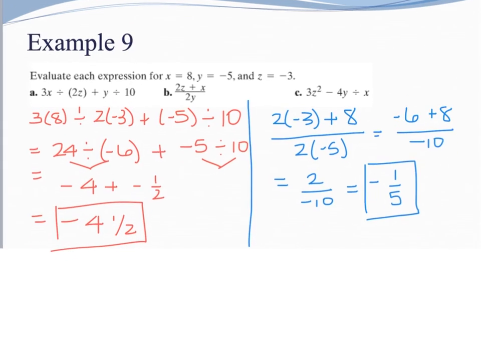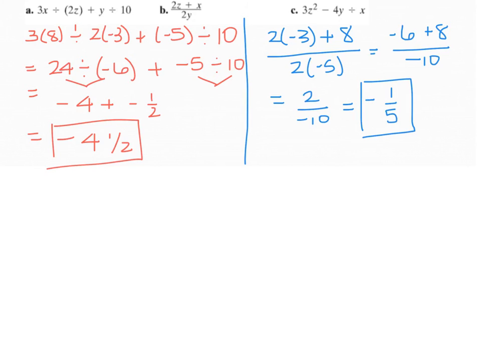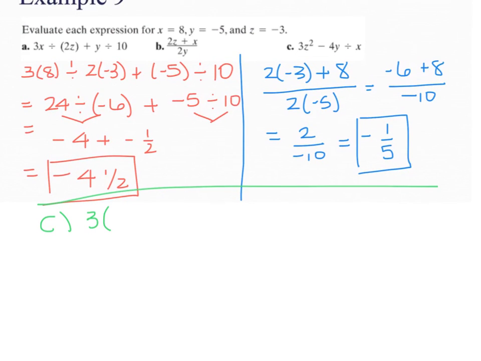Now for our last example, we'll do part C down here at the bottom. So part C says that we have 3 times z squared, and z, oops, if we can move this back, z was -3, and we are squaring that, minus 4 times y, which is a -5, and then we are going to divide that by x, which is 8.